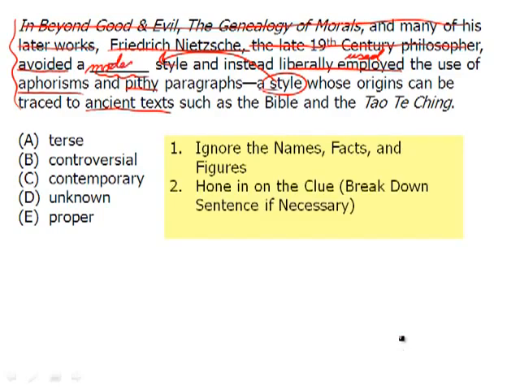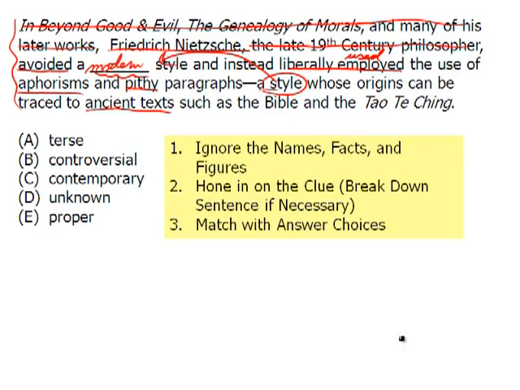So again, we honed in on the clue. We broke down the sentence. We didn't really need too much breaking down here. We found the clues, but where were the clues? You could have gotten hung up with aphorism, or hung up with pithy, words you maybe don't know. But we found words we did know. And then we were able to come up with our own word, which is modern, and then we'll match this word with the answer choices.